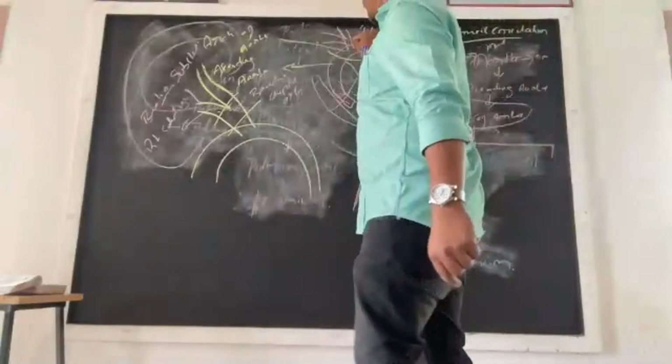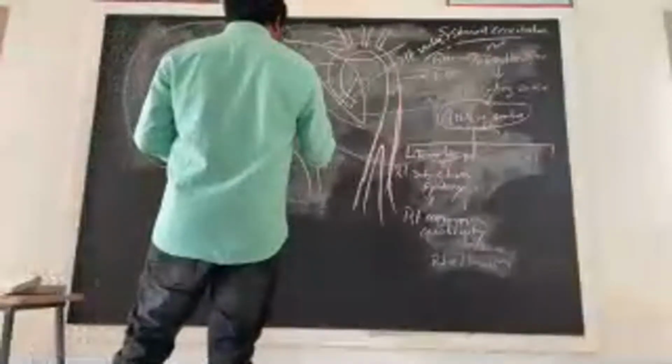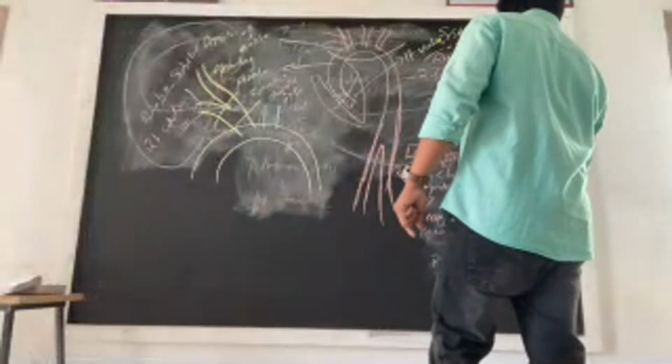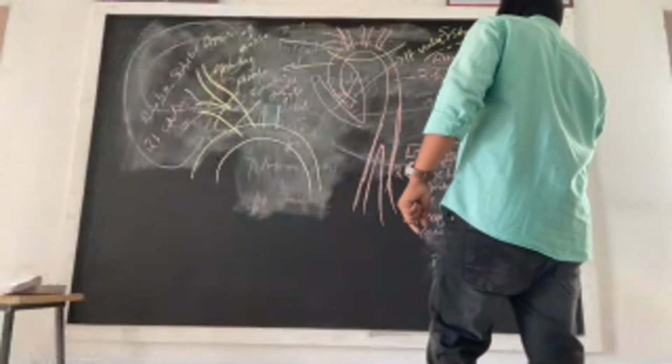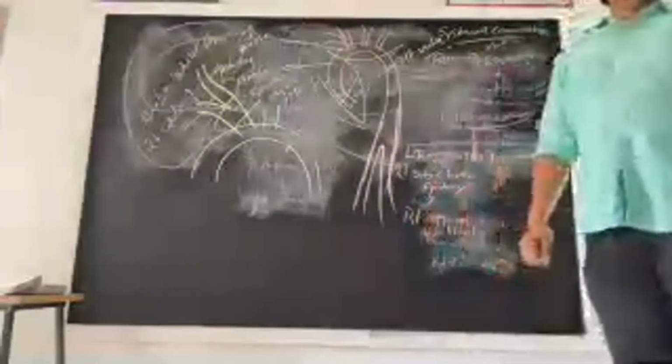This second one, which is coming out, is called the carotid artery. What is this? The left common carotid artery. So for the second extension of the arch of aorta, can I write left common carotid artery? Yes or no?